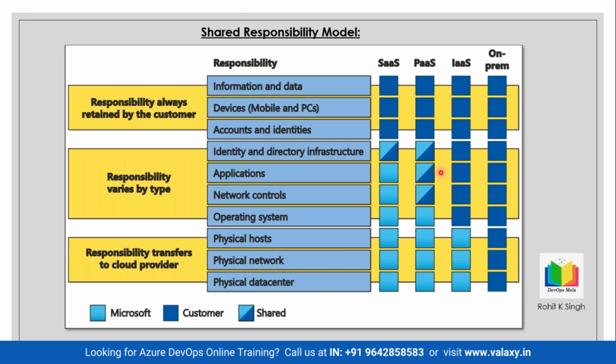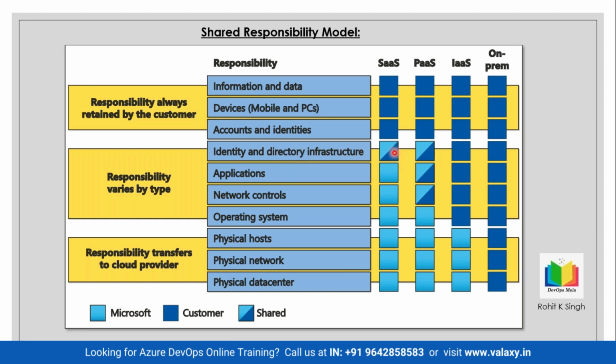But in infrastructure as a service, you need to install your application yourself, because you will just get the platform. It will be a blank platform where you need to start installing things. On-prem, there's no question, it's completely managed by us. Then identity and directory infrastructure, or accounts and identity. Identity means user management, group management, and all these.